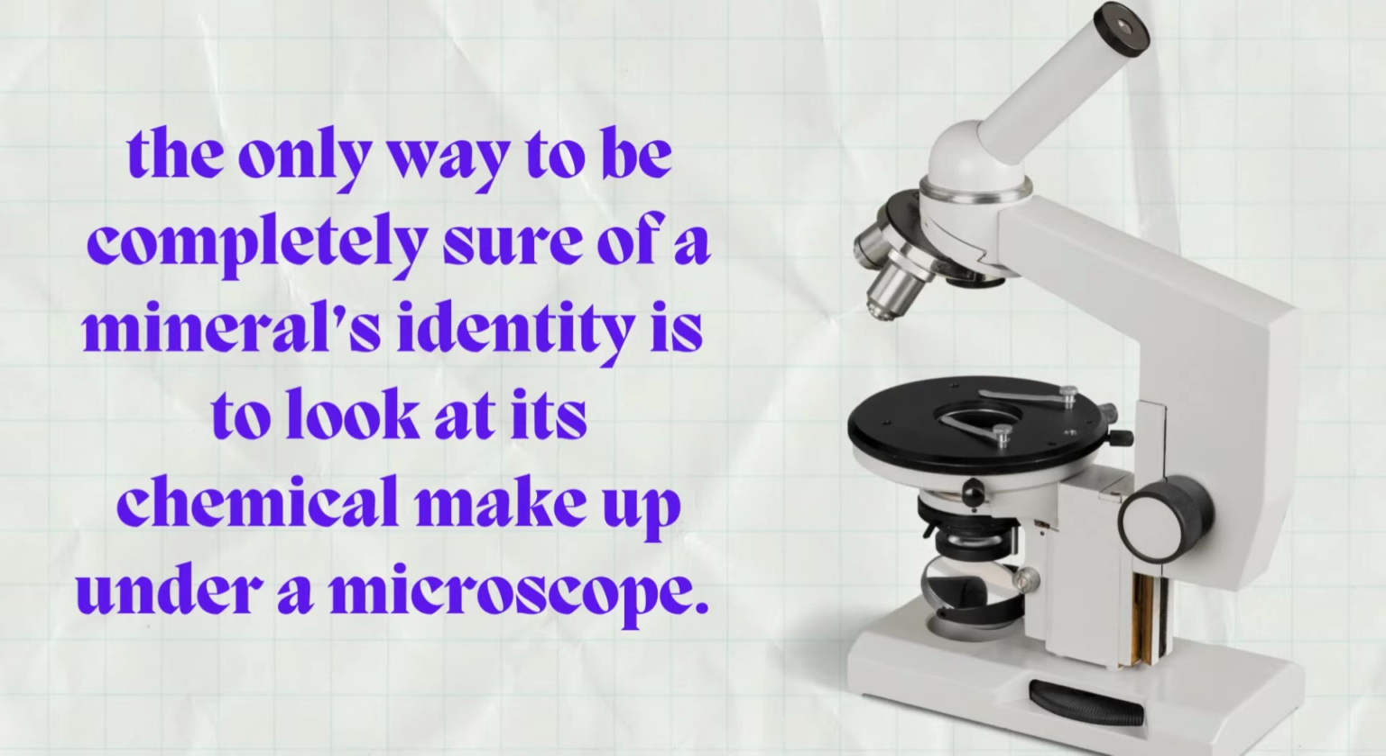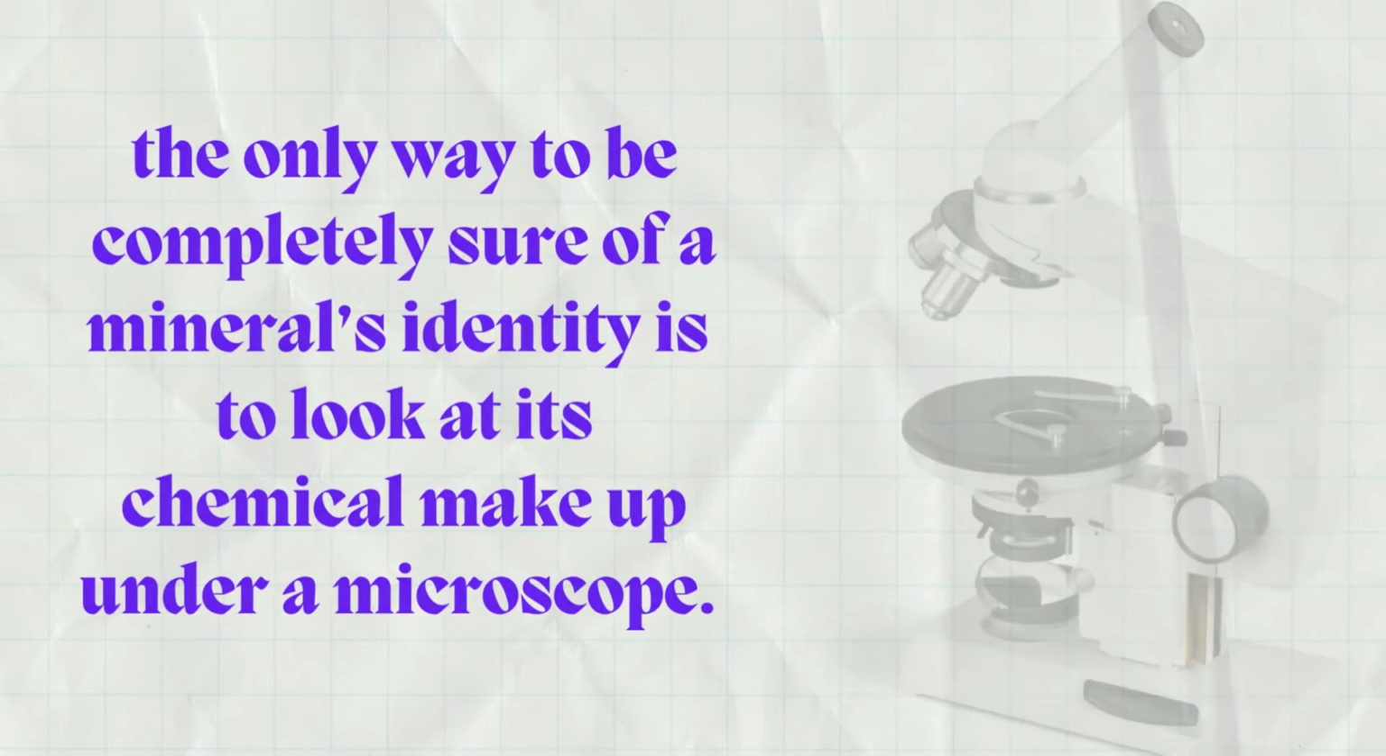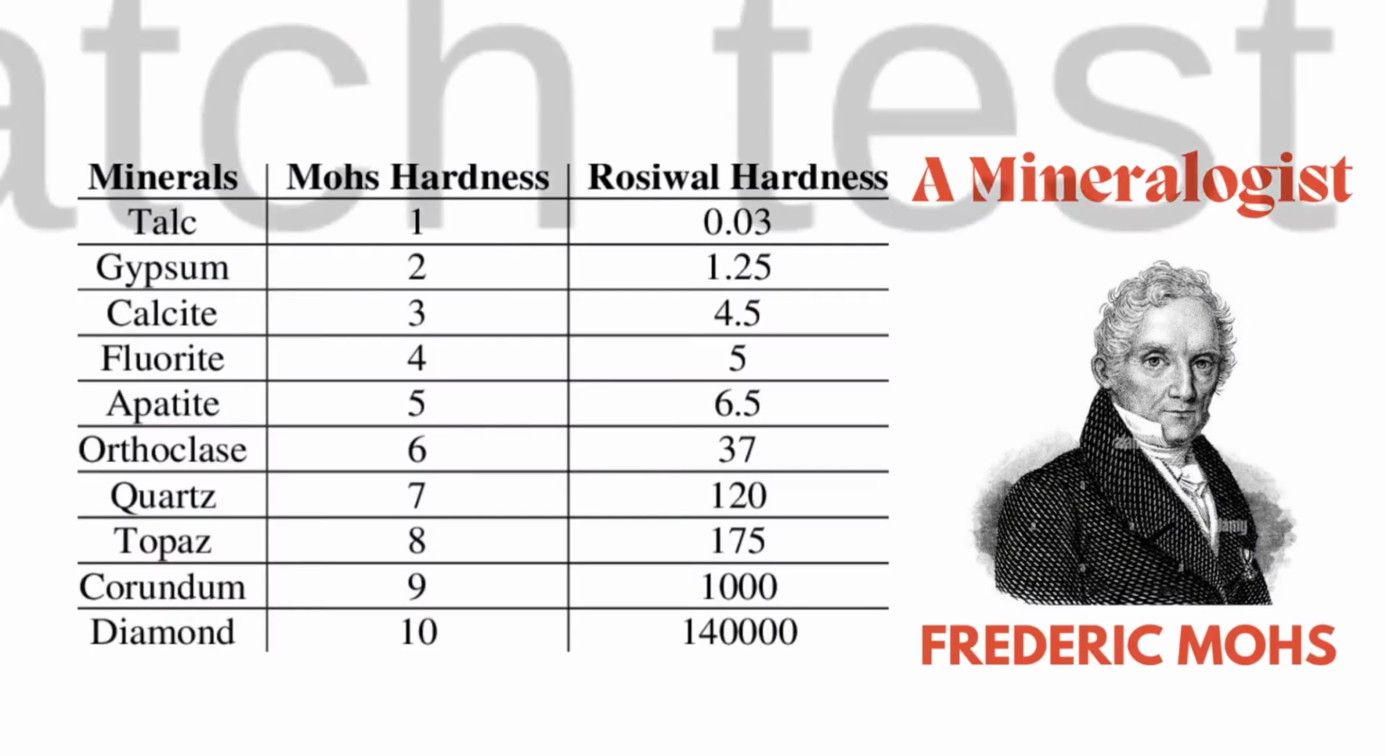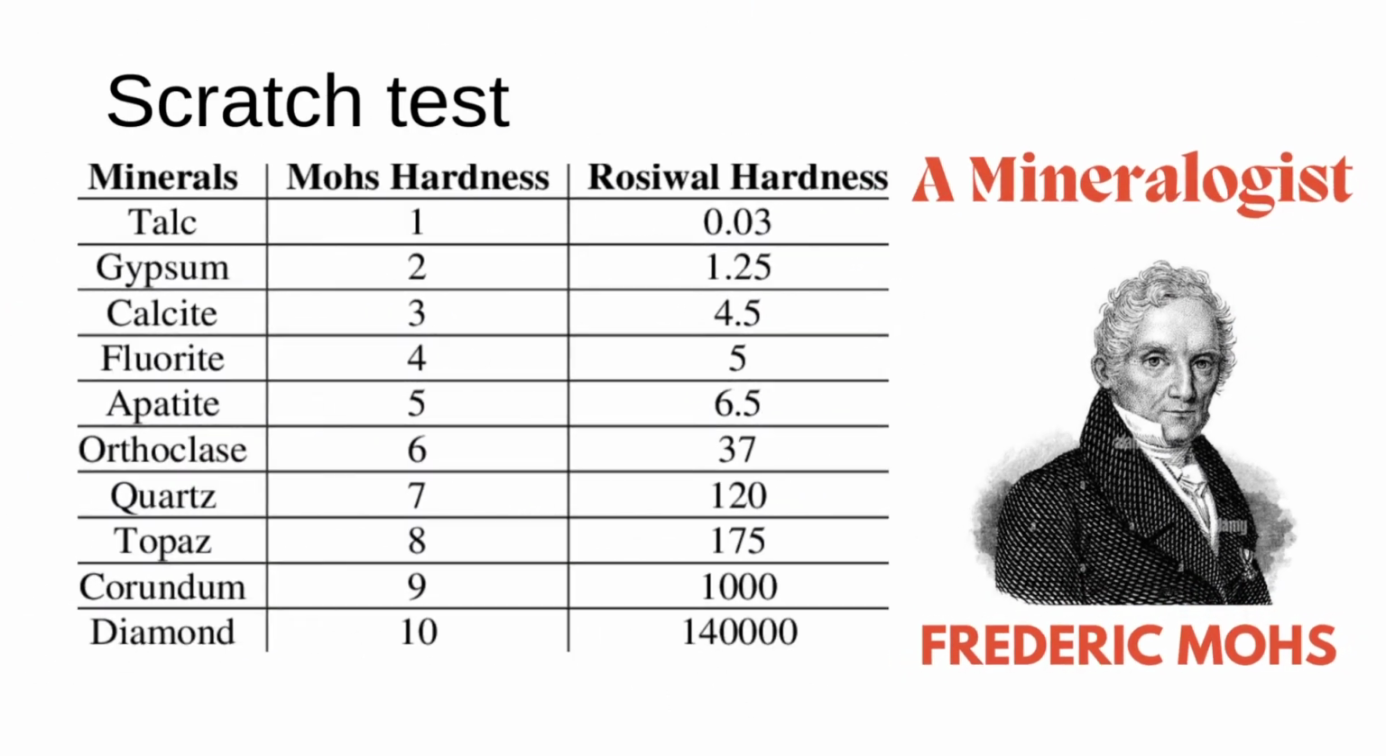But the best way you can identify mineral is to make use of a microscope. A microscope allows you to see something that your eye cannot see. Do you understand? Yes. So they use a microscope to look at the shape and the elements that make up the minerals.